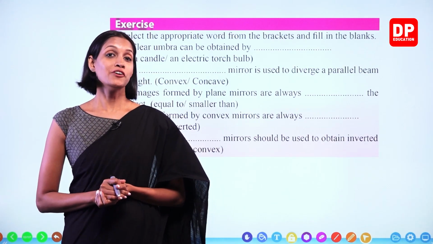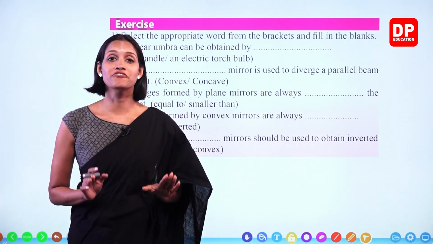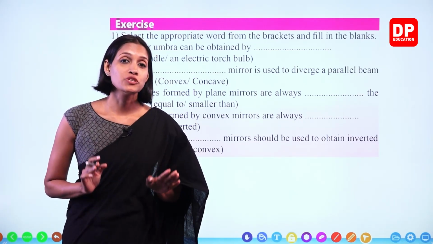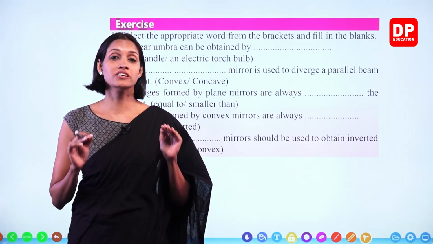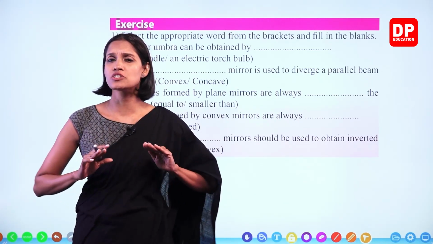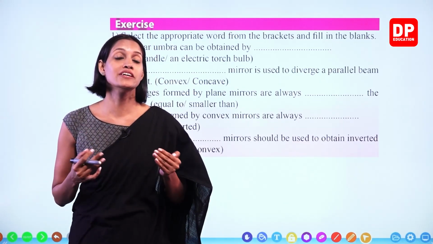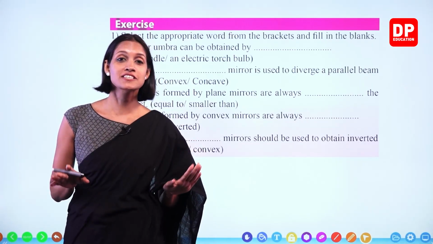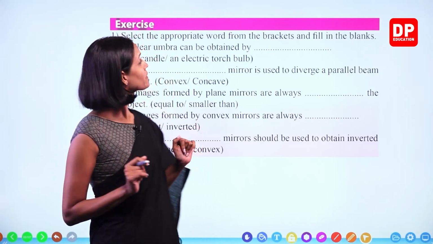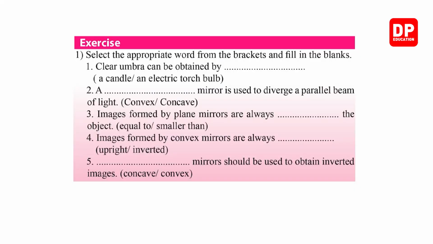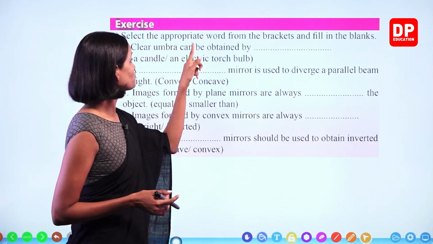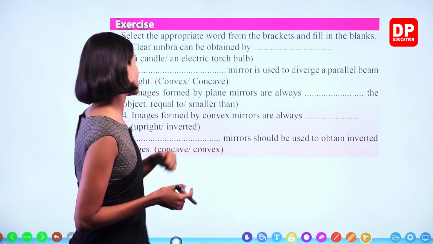Right, children. Now we are going to start the exercise of this lesson. As usual, you all have to do all the exercises, all the questions by yourselves, answer all the questions. And when I explain, check whether your answers are correct or not. Okay? Right. So we are going to start with the exercise given in the textbook first. Select the appropriate word from the brackets and fill in the blanks.